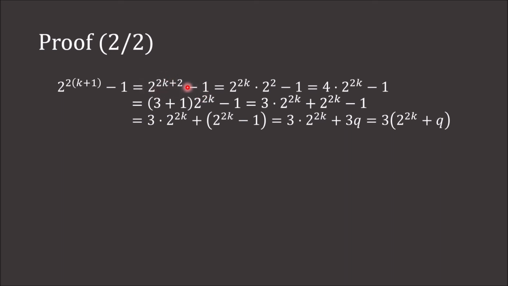Using properties of exponents here, we can write this as 2^(2k) times 2 squared. 2 squared is 4, so this becomes 4 times 2^(2k), then minus 1. But 4 can be written as 3 plus 1. And now if we distribute this 2^(2k) in, we'll get 3 times 2^(2k) plus 2^(2k) minus 1.